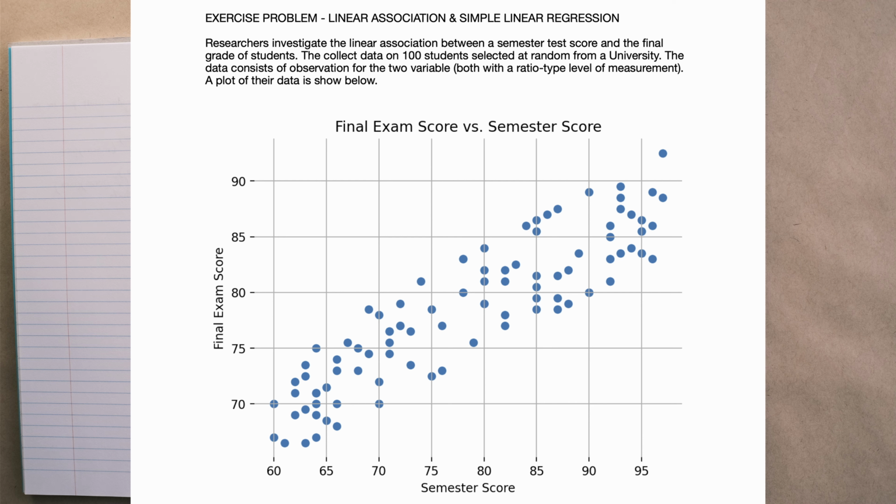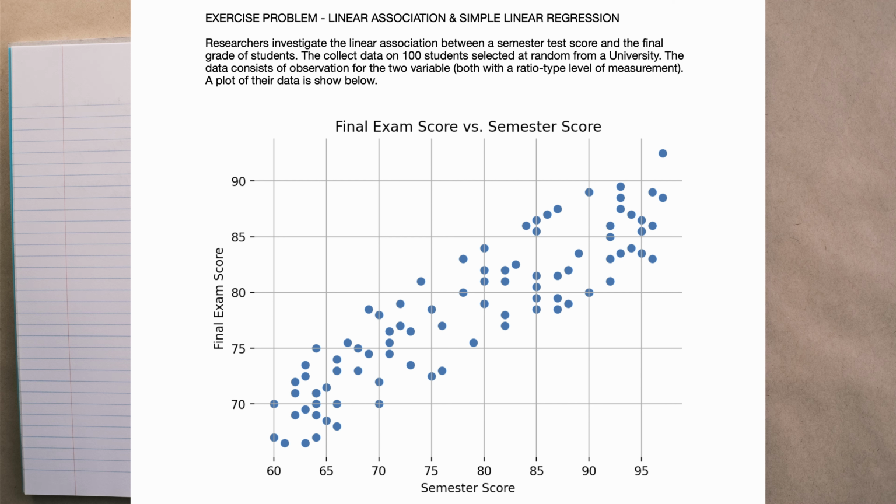students. They collect data on 100 random students from a university. And then the data consists of these 100 observations for these two variables. Now remember, they are both ratio type. They both have a ratio type level of measurement. So there's a nice little plot of the data. It's a scatter plot, of course.